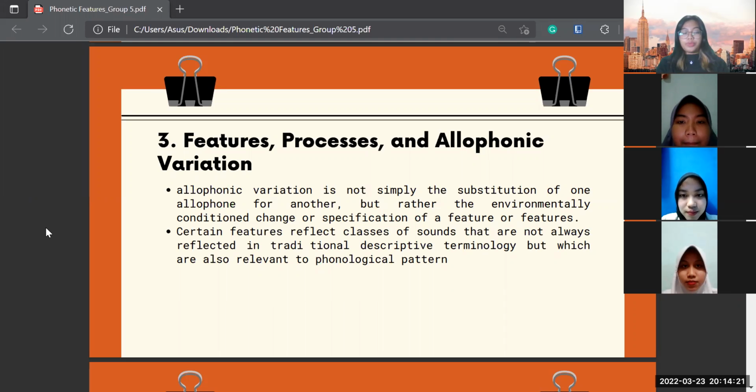We will be talking about features, processes, and allophonic variation. Allophonic variation is not simply the substitution of one allophone for another, but rather the environmentally conditioned change or specification of a feature or features. Certain features reflect classes of sounds that are not always reflected in traditional descriptive terminology, but which are also relevant to phonological patterns.